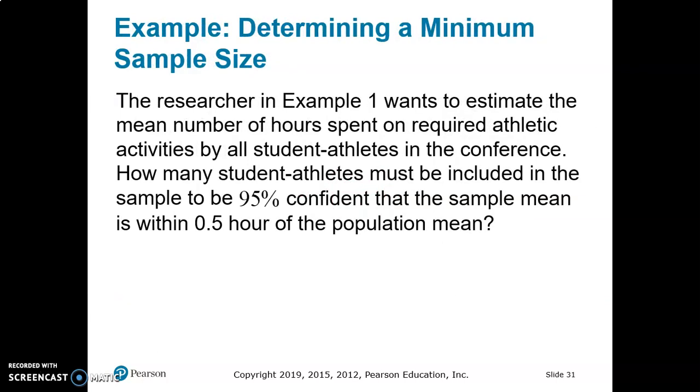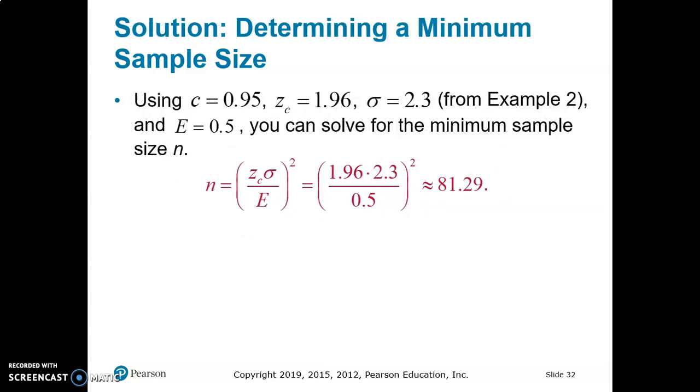So if we look at a quick example here, go back into example 1. We're looking at how many student athletes must be included in the sample to be 95% confident that the sample mean is within half an hour of the population mean. And so we can calculate this. We have our confidence level of 0.95, our critical value of 1.96, our standard deviation that is known of 2.3, and our margin of error of 0.5.